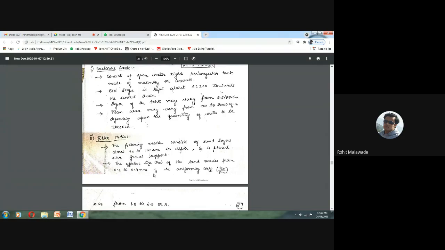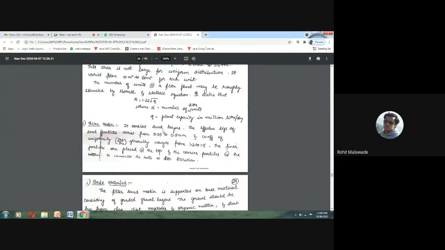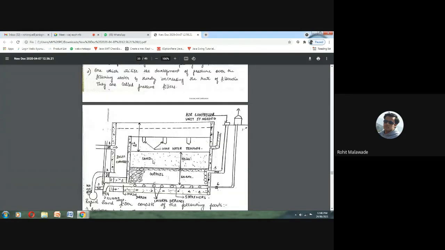Whereas in case of your slow sand filter, the particles were very small. The reason why you are going to get the more rate of filtration is the particle size, right? Here in case of your rapid sand filter, you are going to have larger size sand particles. So that is the reason why the rate of filtration is higher in case of your rapid sand filter. Here you are going to utilize sand particles between 0.35 to 0.55 mm, whereas in your slow sand filter, you are using particles between 0.2 to 0.4 mm.